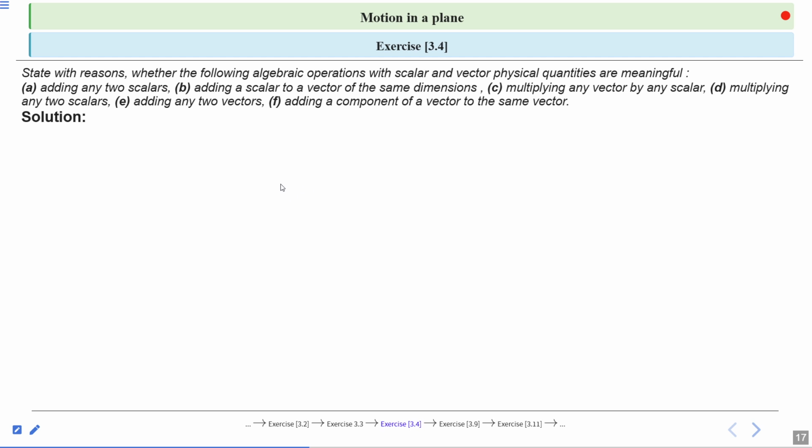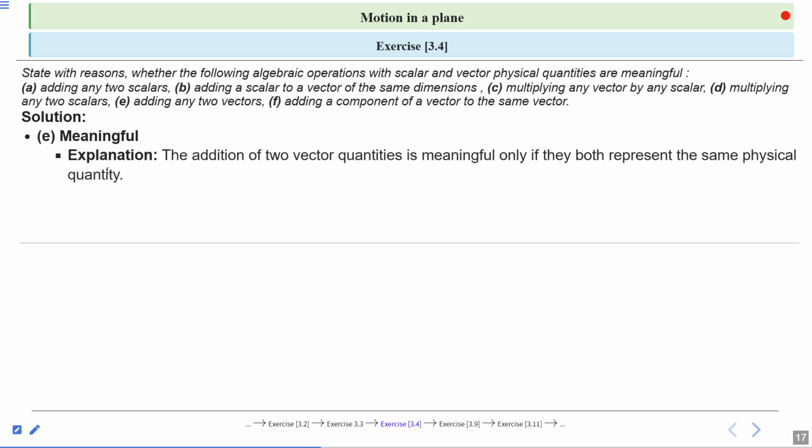If we talk about E, this is meaningful, because the addition of two vector quantities is meaningful only if they both represent the same physical quantity. For example, adding two forces, first 5 Newton in each direction, second 3 Newton in each direction. So the resultant is 8 Newton in each direction. So we can say adding any two vectors of the same quantity is possible, or this is a meaningful sentence.